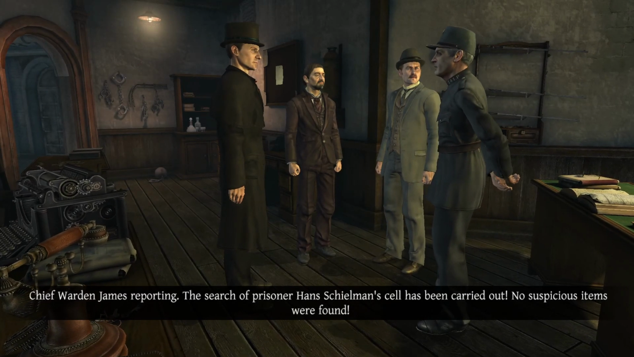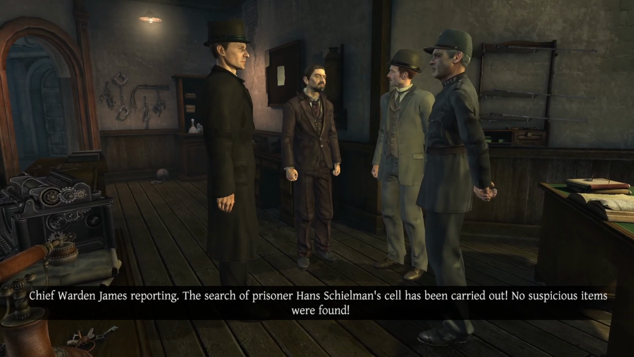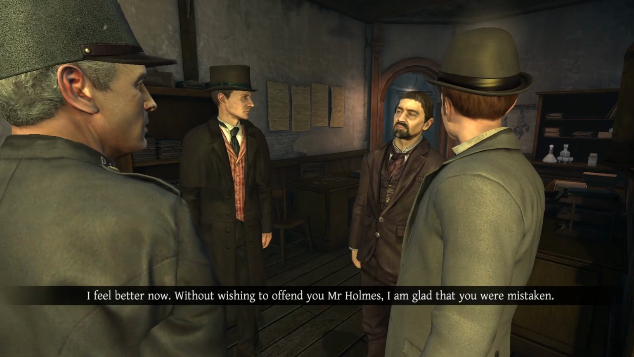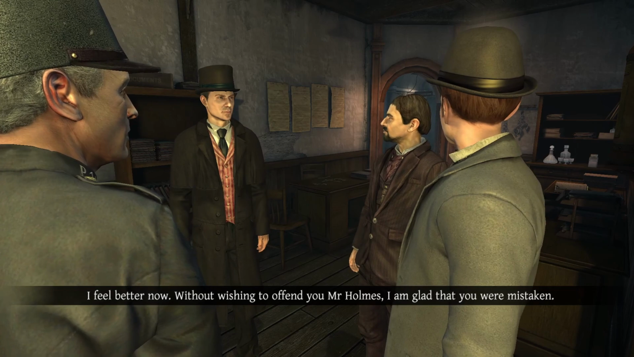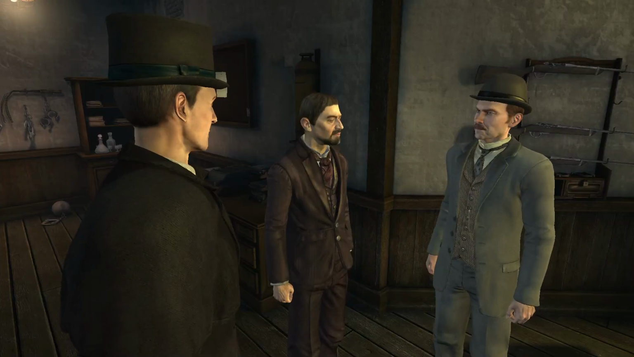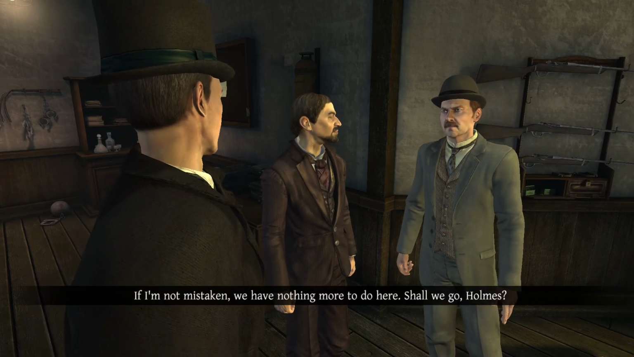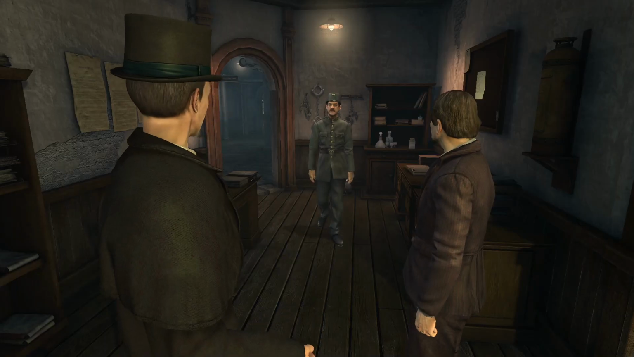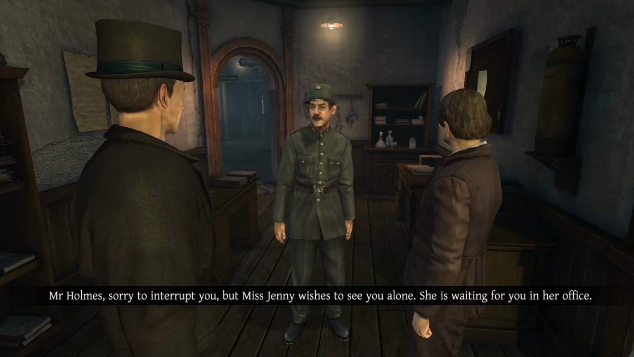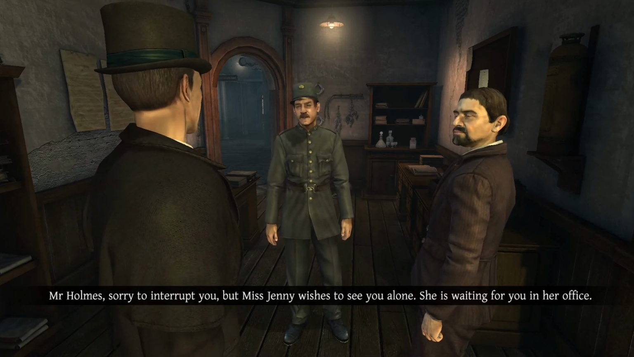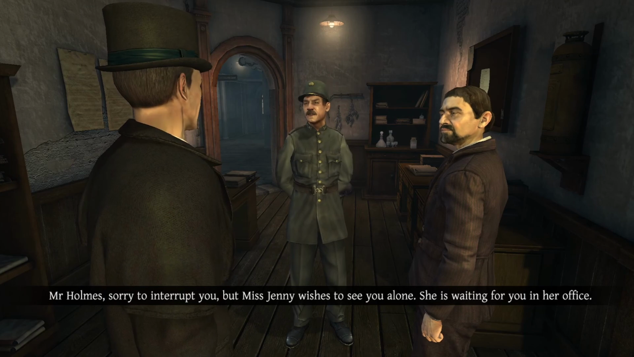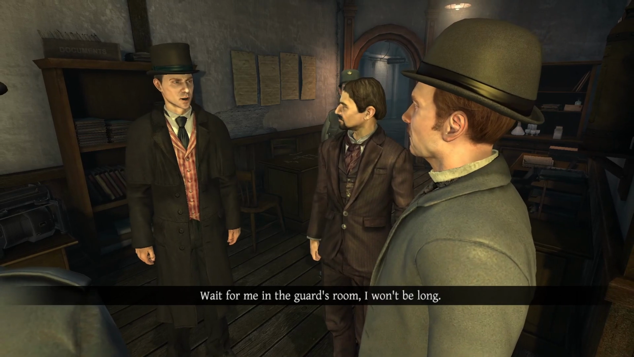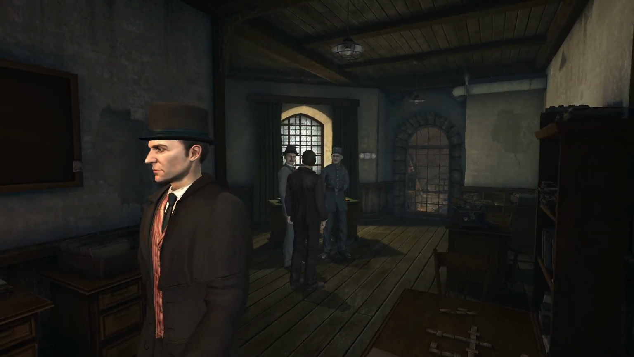Chief Warden James reporting. The search of prisoner Hans Shieldman's cell has been carried out. No suspicious items were found. Not even a pen. Thank you, Chief James. I feel better now. Without wishing to offend you, Mr. Holmes, I am glad that you were mistaken. If I'm not mistaken, we've nothing more to do here. Shall we go, Holmes? There's just one more thing for me to see, Watson. Really? What's that? Mr. Holmes, sorry to interrupt you, but Miss Jenny wishes to see you alone. She's waiting for you in her office. This, Watson. How did you know? Wait for me in the guards room. I won't be long. Okay, what is going on here?